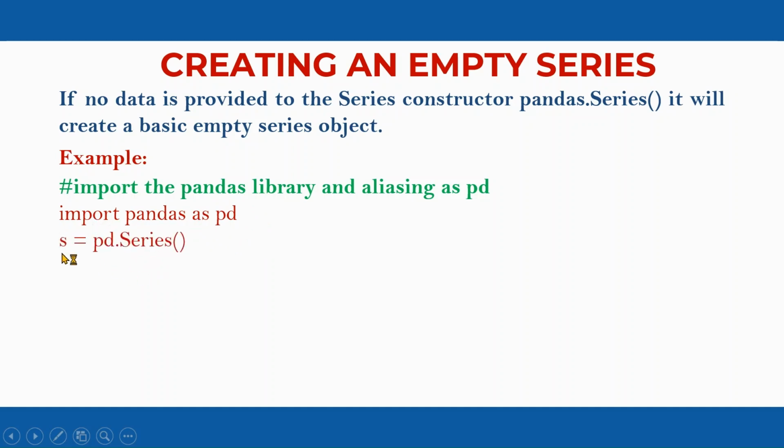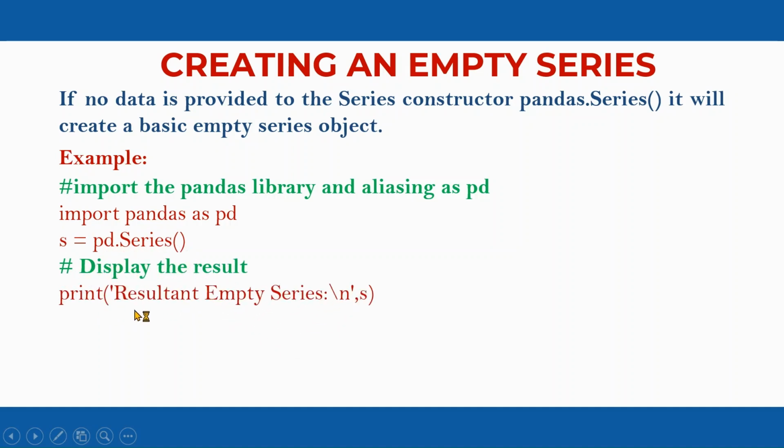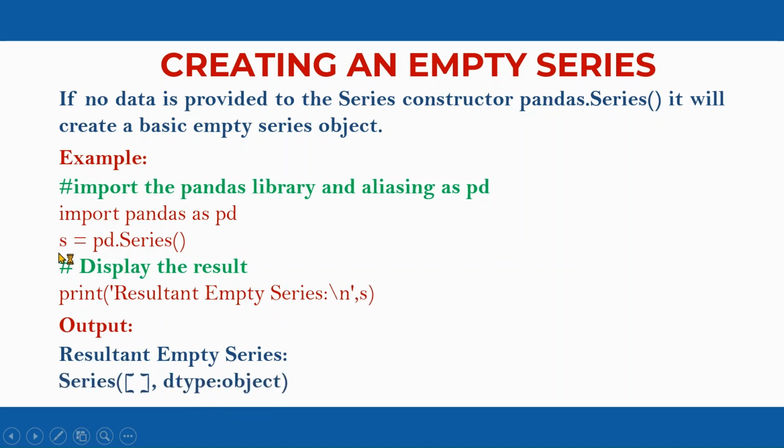So now I've taken a variable called s and assigned it pd.Series. Here I am not entering any value, so the series is empty. Then to display the result, I print the resultant empty series. Whatever s is holding is empty, so it means the series is empty. And the data type is object. Object type implies it could be an integer, a string, or any other thing, but as of now we don't have anything, so the data type is object.